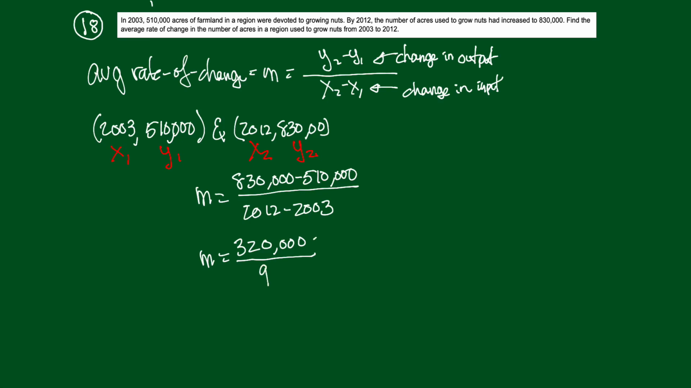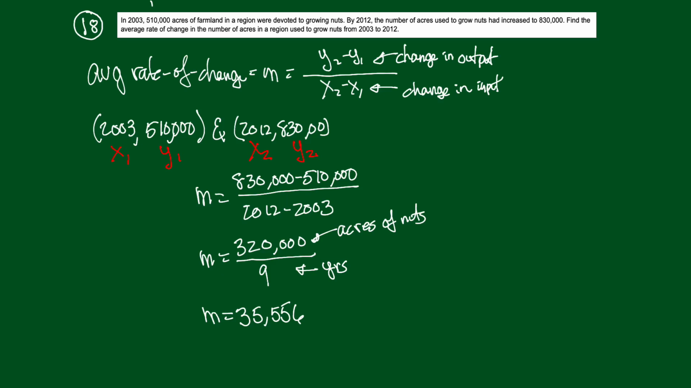Now remember, keep the units here. This is acres of nuts, and this is years. That helps us make an interpretation at the end. So make a division here. I did that on my calculator, and I'm going to round off here. I got 35,055, a bunch of fives. I'm going to round it off like this.